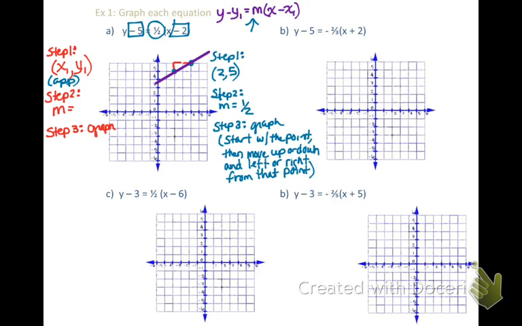Let's try it on B. So I have my point first of all. Remember, you're doing the opposites of what they are. So you start with x. Opposite of 2 would be -2. The opposite of -5 would be 5. And then you have m, that's the second step, and m equals -2/3.